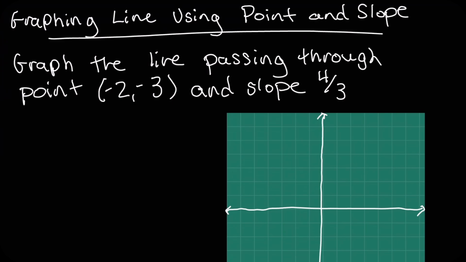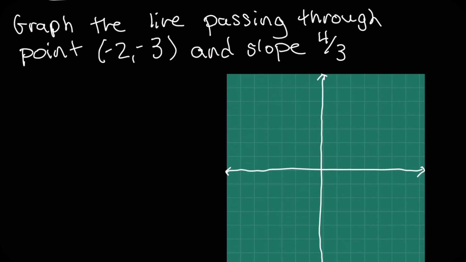Let's look at graphing a line using a point and a slope. So we want to graph the line passing through the point (-2, -3), and it has a slope of 4/3. So go ahead and figure out what your point is. Left 2, then down 3: 1, 2, and then go down 3.